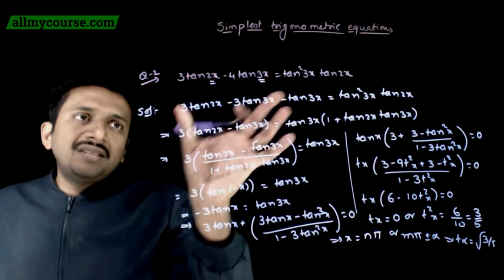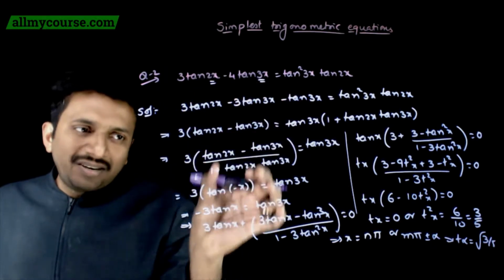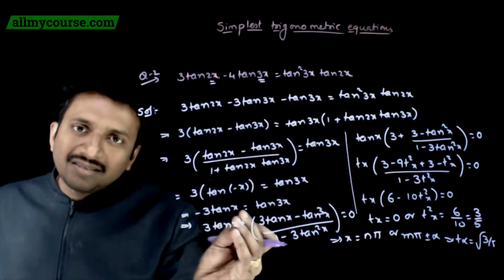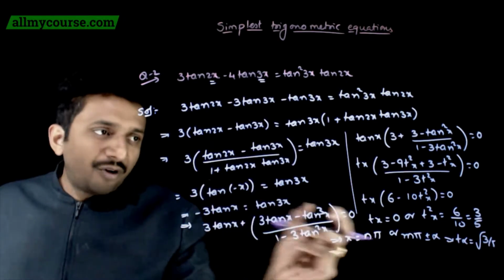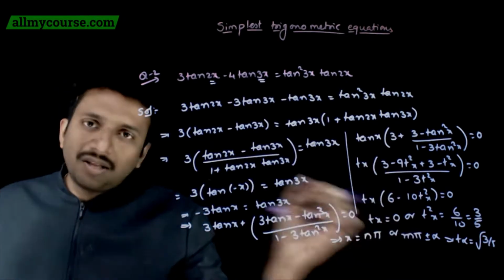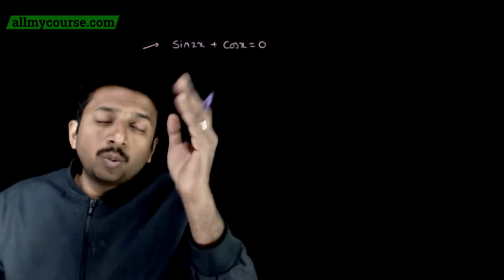So what we have done in this question is we have tried to factorize these equations, take some terms as common and form a quadratic, and I have solved the quadratic. So let us look at this question.